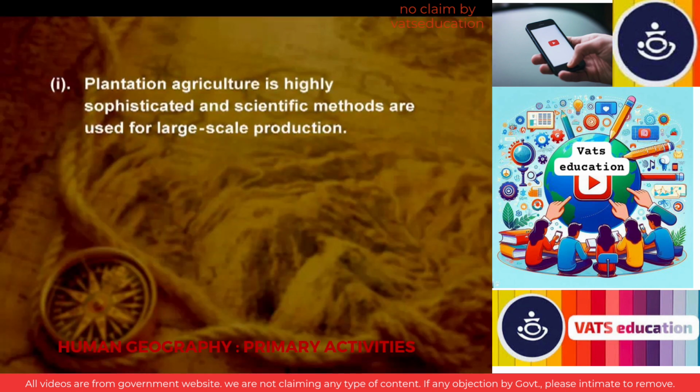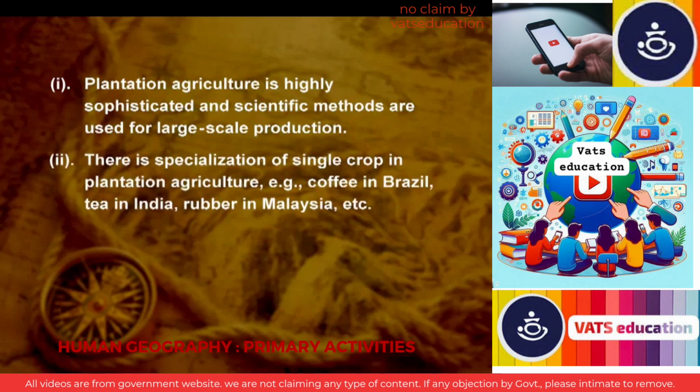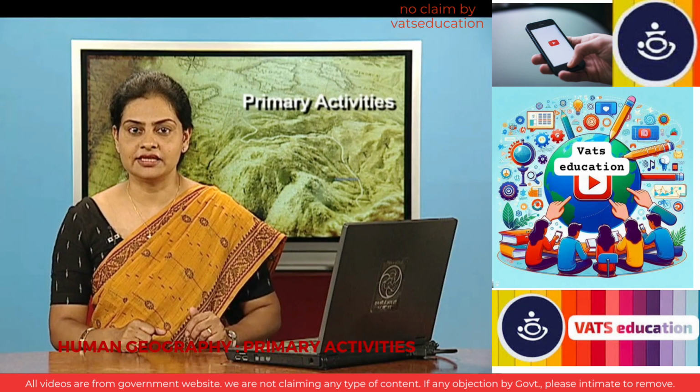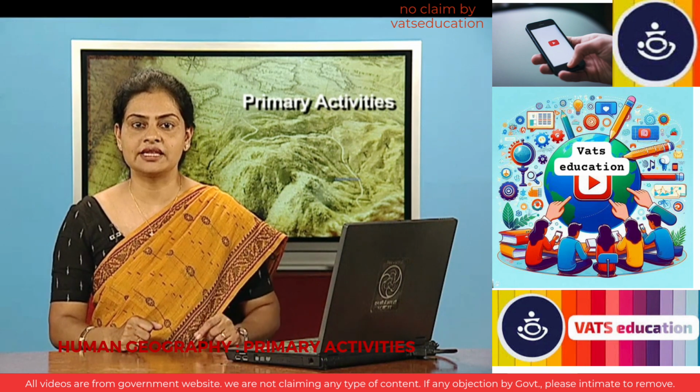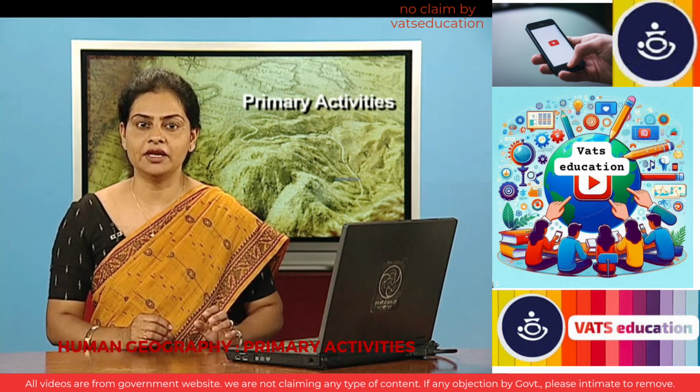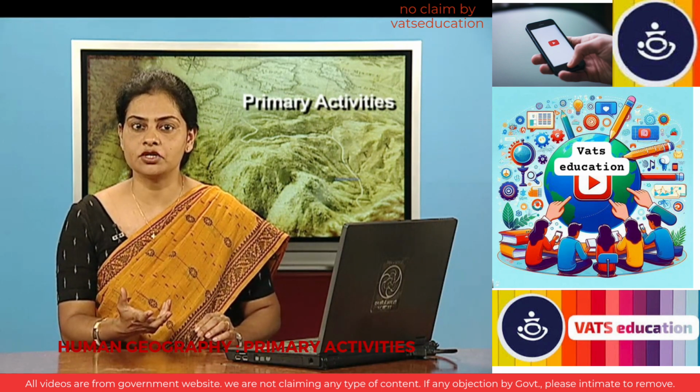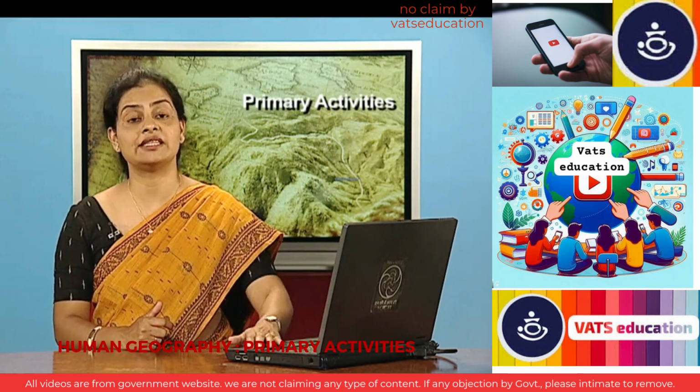Plantation agriculture is highly sophisticated and scientific methods are used for large-scale production. There is specialization in a single crop, for example, coffee in Brazil, tea in India, rubber in Malaysia, etc. Estate farming: plantation crops are usually raised on large estates. Farming in estates is scientifically managed. Work in estates is executed with specialized skill and wherever possible with the application of machinery and fertilizers. It aims at high yields, high quality production and a large output, most of which is exported.